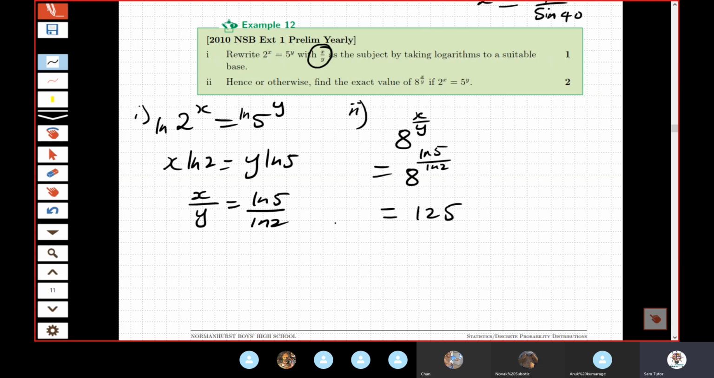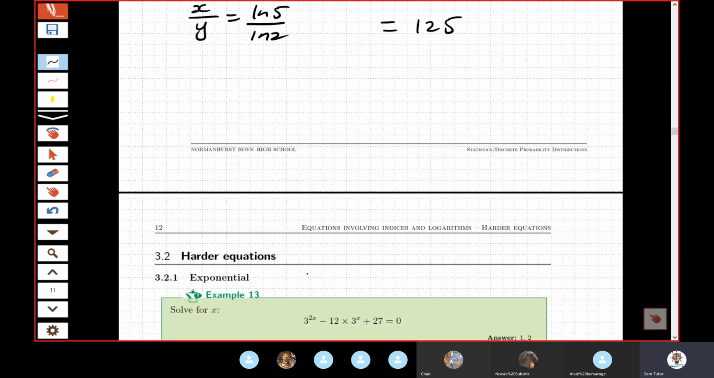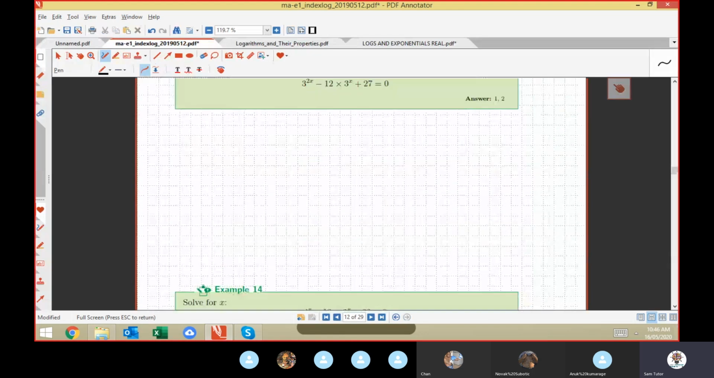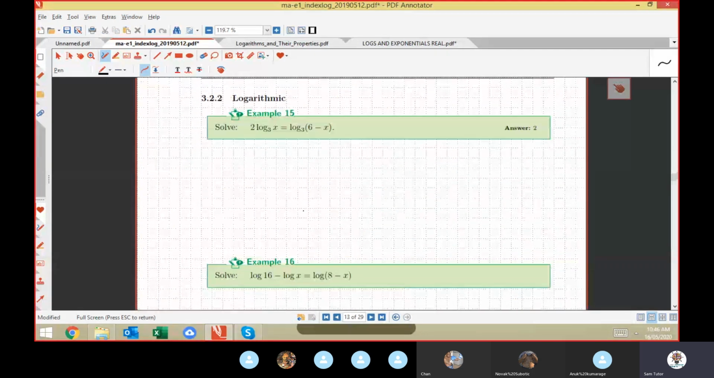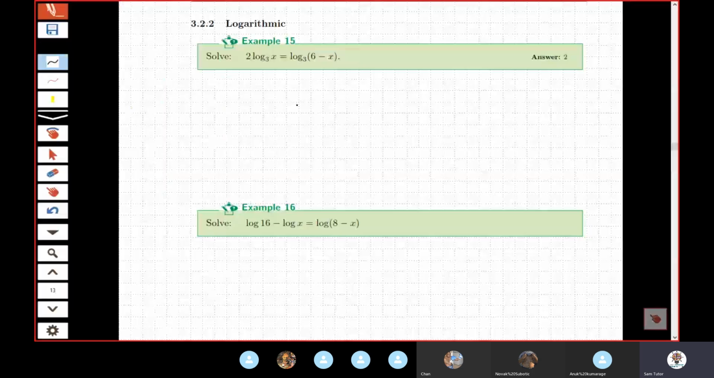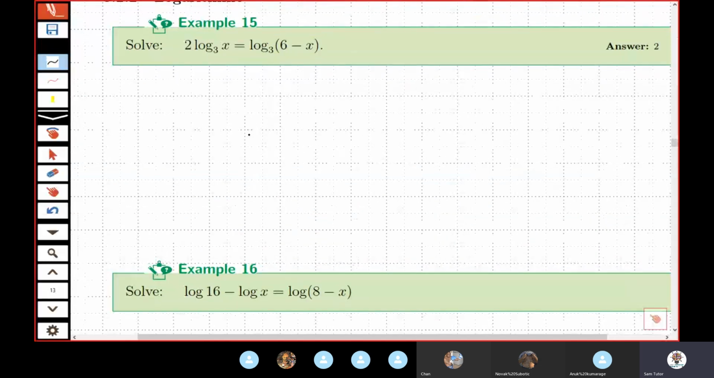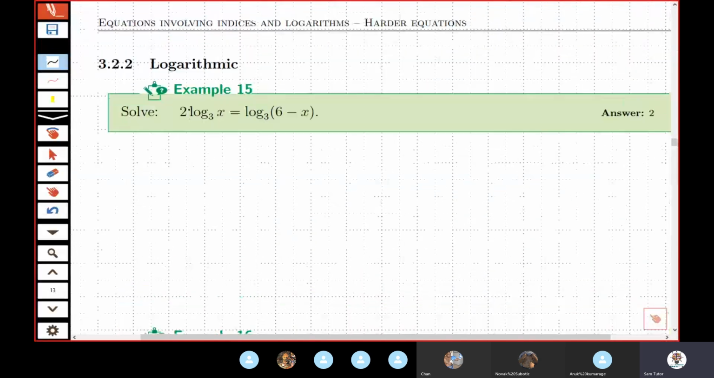Anybody have any questions for us? Okay, cool. Not yet. So let's not do exponentials just yet. Let's do logs. I think we're doing well with logs. Let's learn some log equations. So we're going to solve using log equations.